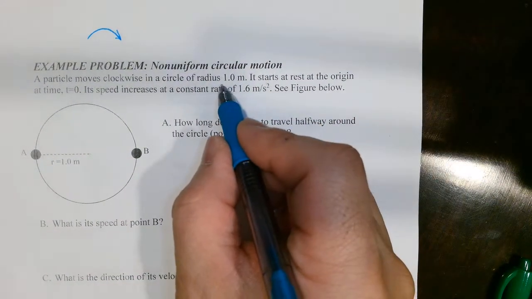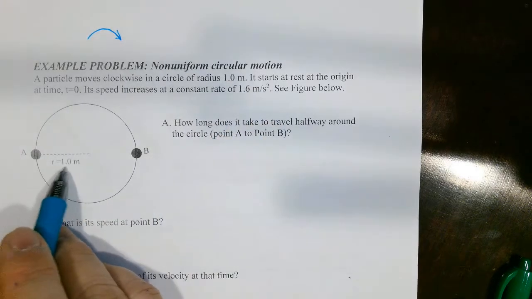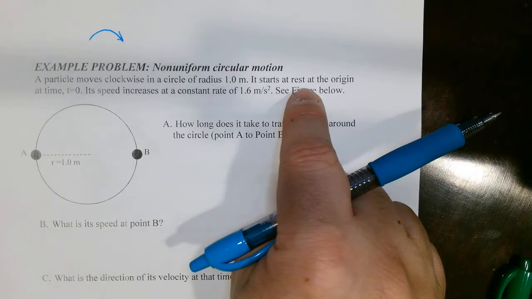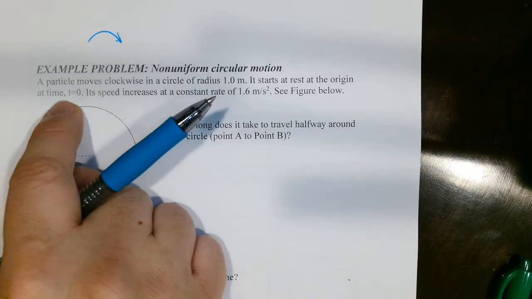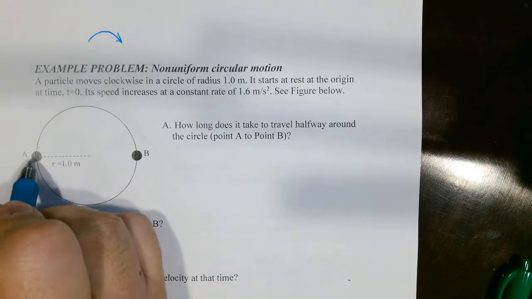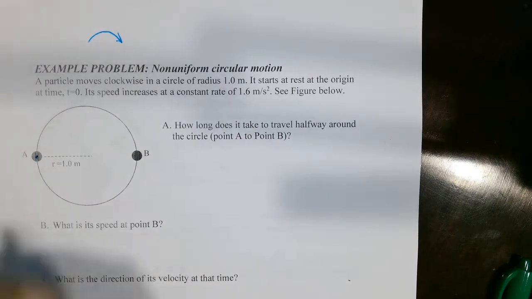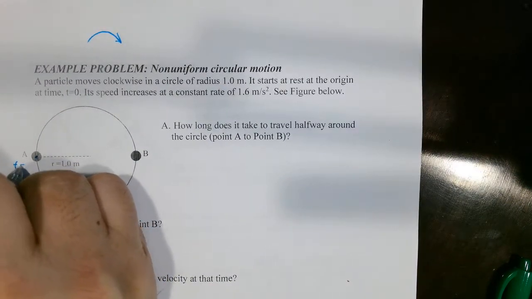With a circle of radius 1 meter, so the radius is only 1 meter, it starts at rest at the origin at time t equal to 0. So I'm assuming A is the origin, right here. Here, t is equal to 0.